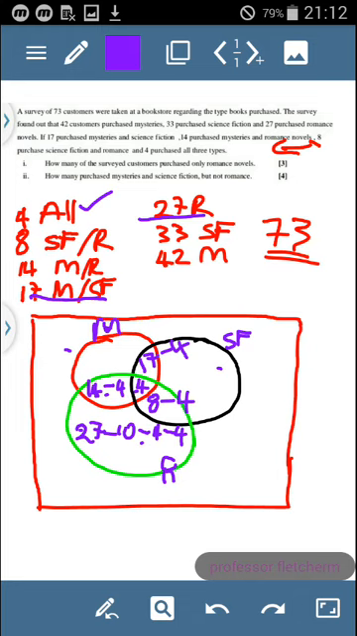Right, for science fiction, there were 33. Let me change to a different color here, blue. So for science fiction, there were 33. From this 33, we are going to subtract 17 minus 4.